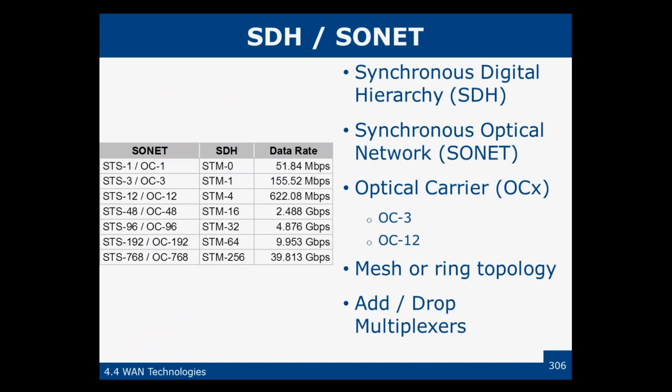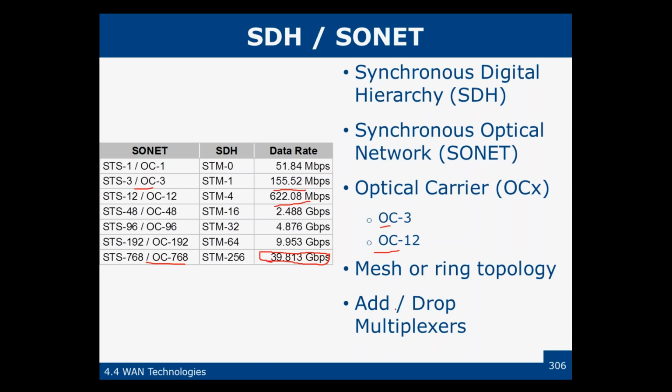The SDH or the SONET, the synchronous digital hierarchy, and the synchronous optical network, SONET, typically going to be a voice network, and we get even higher speeds here. OC3 and OC12, if we go over here, OC3 is 155 meg, OC12 622, until we get to OC768, you get 39 gig for those.